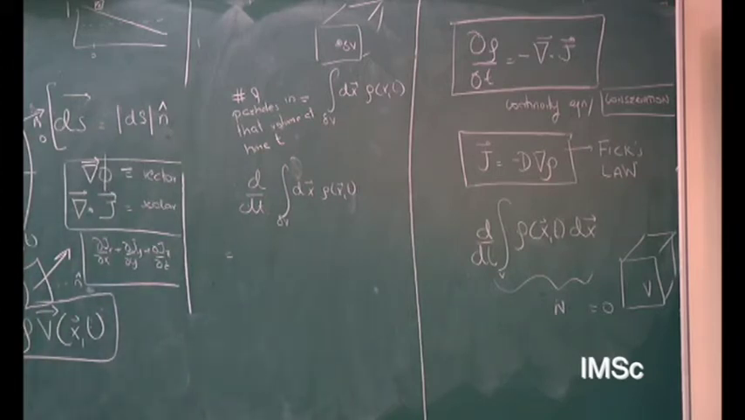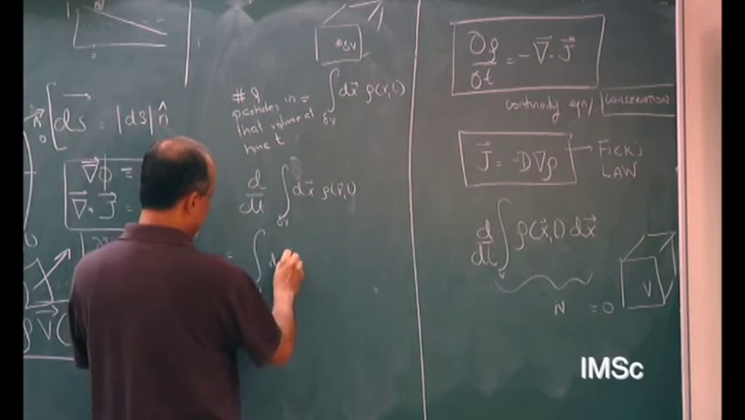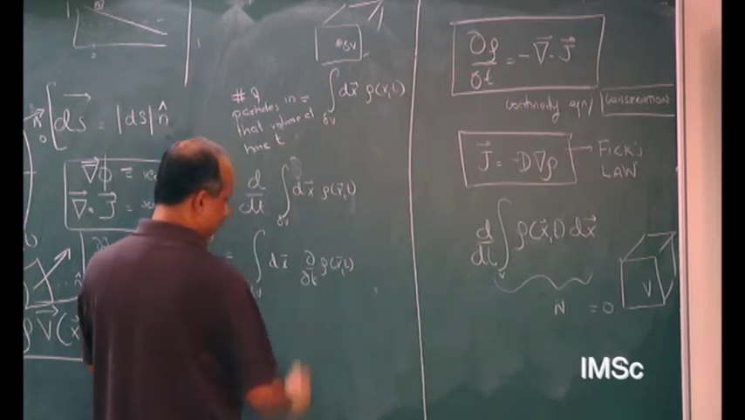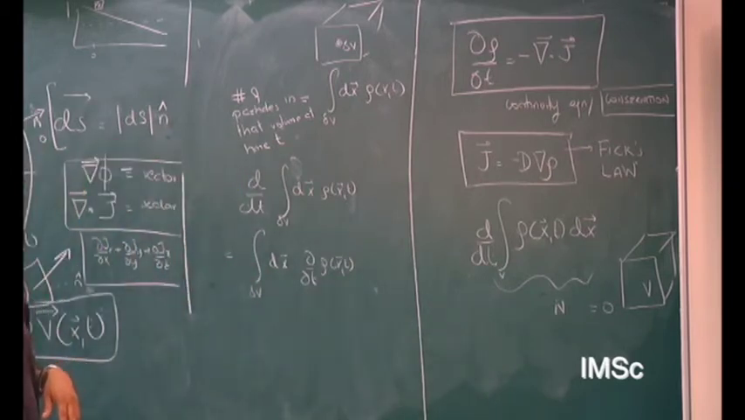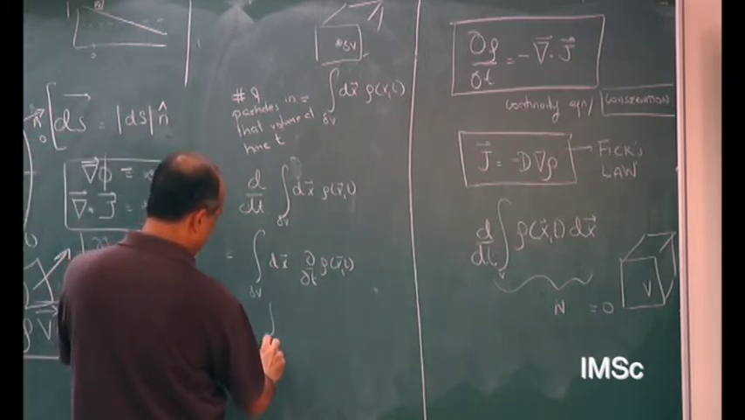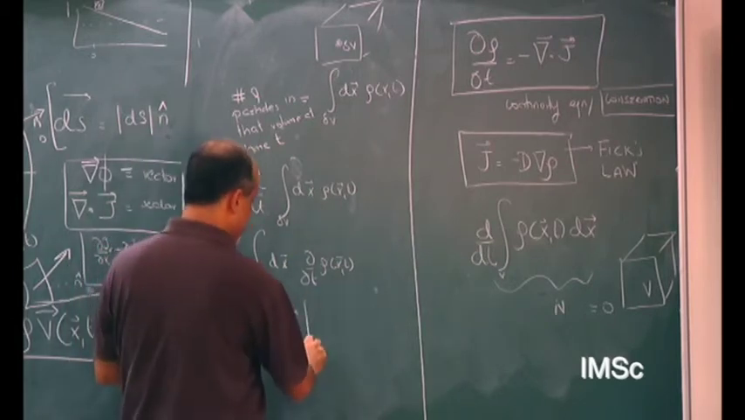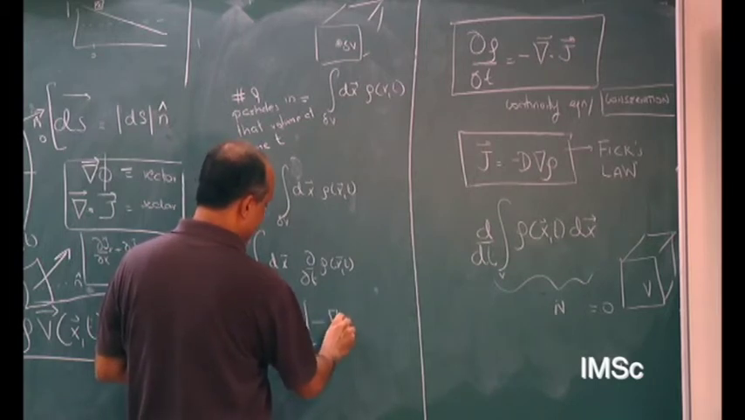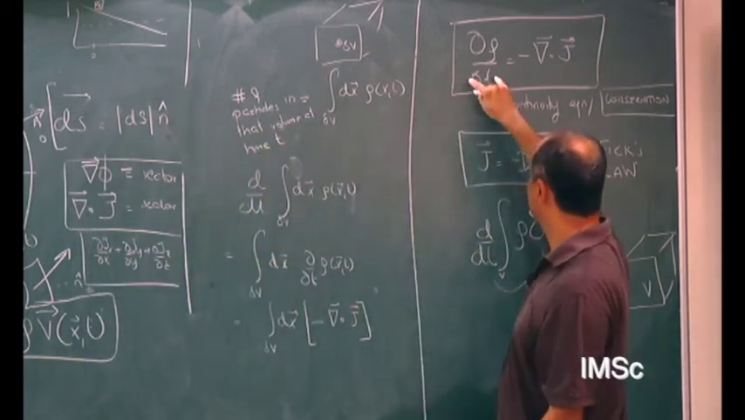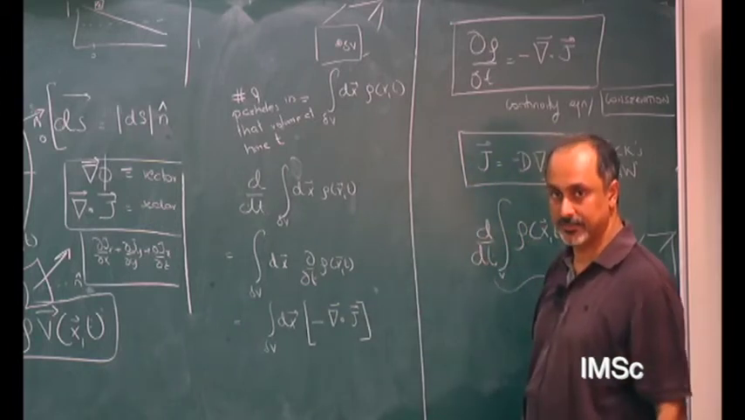Okay, so if I take this inside here, this becomes the integral over delta V of dx, delta by delta t of rho of x comma t. Then this becomes an integral over delta V dx, but now I can go back to the continuity equation. Then what I have is minus del dot j. All I have done is substitute this here, and all of this other part remains the same.